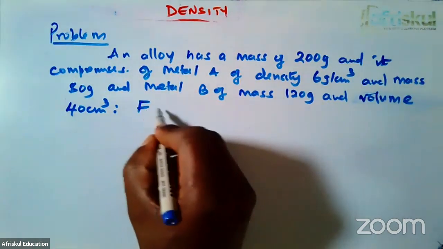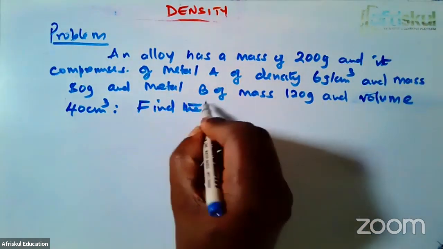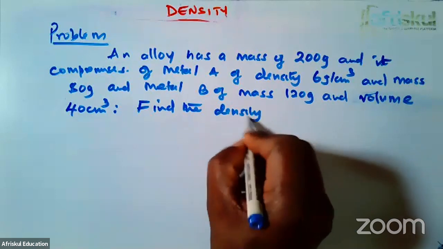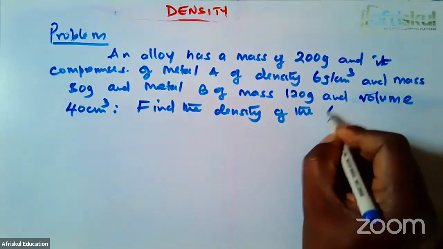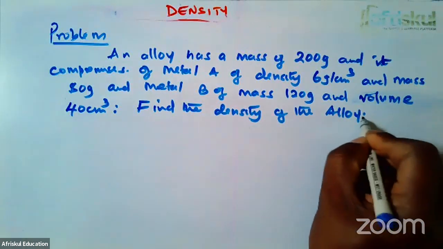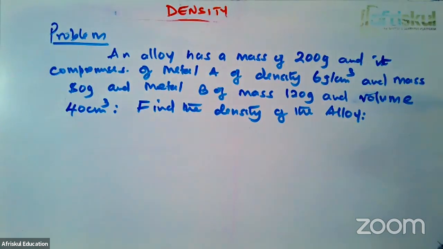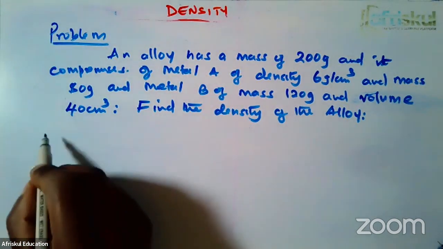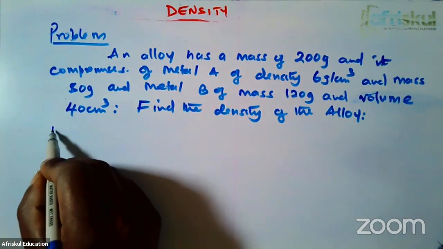Now, from here, find the density of the alloy. So this is a tricky question that you need to be extremely careful with, because you may need, first of all, to list down the values for metal A.